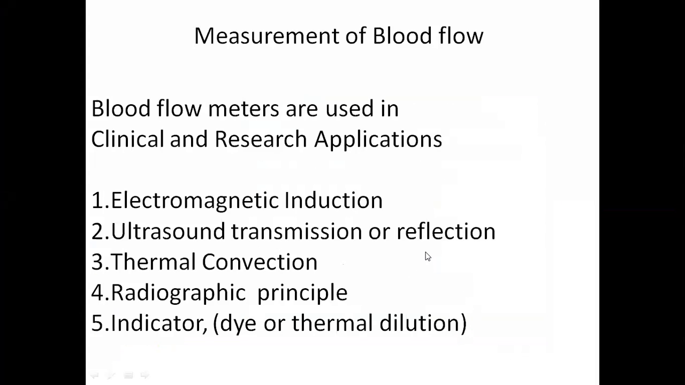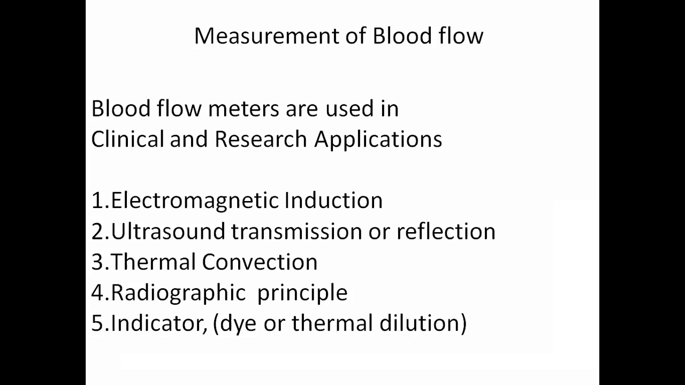The first one is electromagnetic induction, then ultrasound transmission or reflection, thermal convection, radiographic principle, and the indicator method. Based upon these methods, we can measure the blood flow rate in a blood vessel. For a given blood vessel, to measure the blood velocity or blood flow rate, we can use these 5 methods.